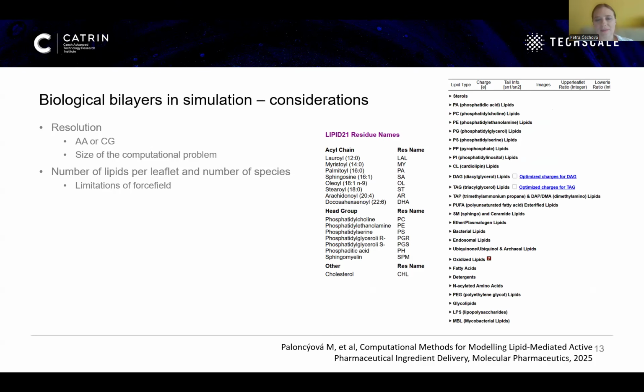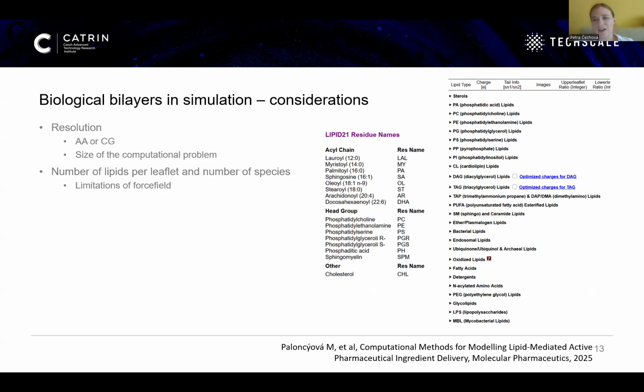And the next thing you need to take into account is the force fields. So there were great talks about force fields yesterday. So just to add to that, the two main force fields for lipids are Amber and CHARMM. The thing with Amber is that it has a somewhat limited number of lipids that are available.